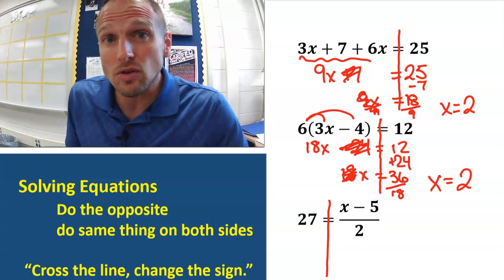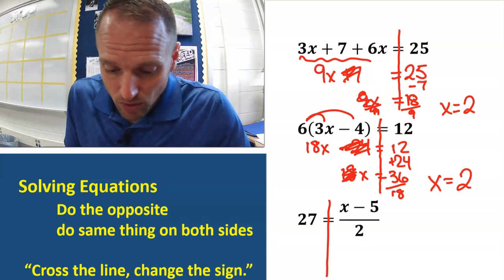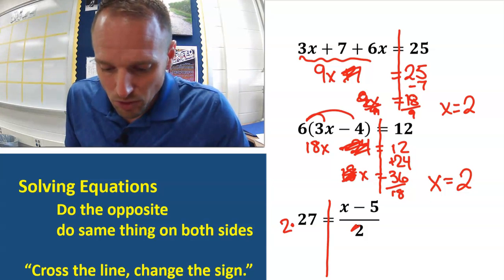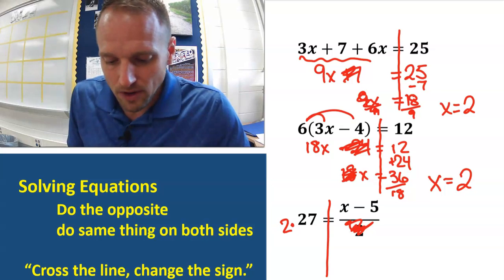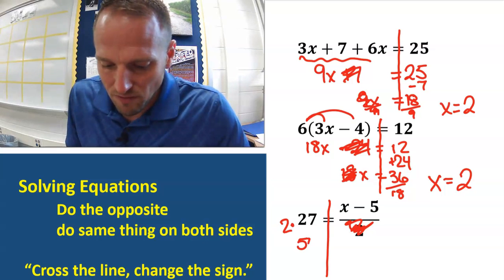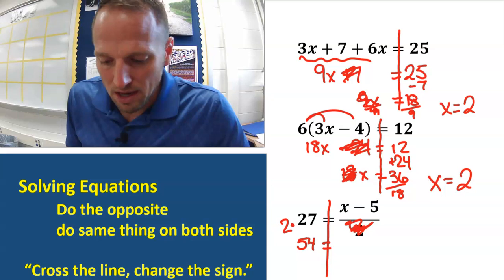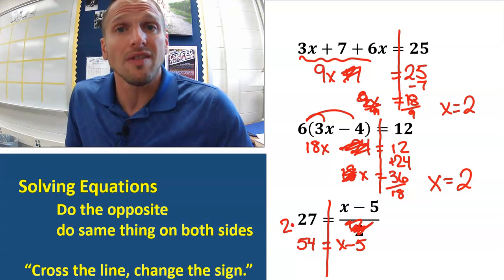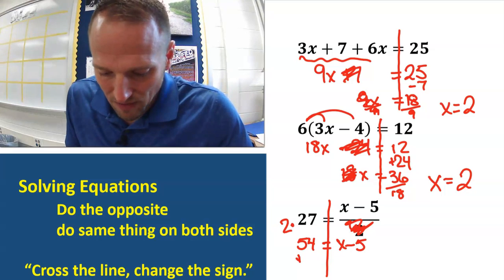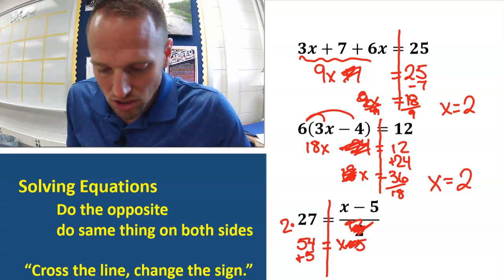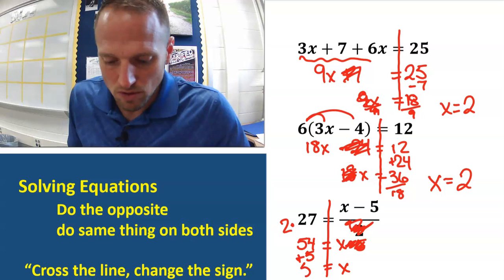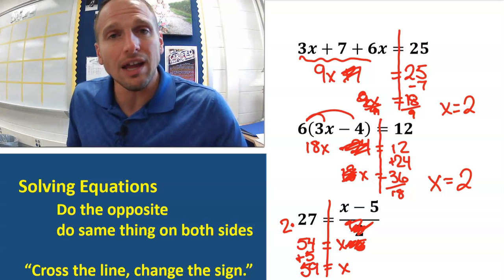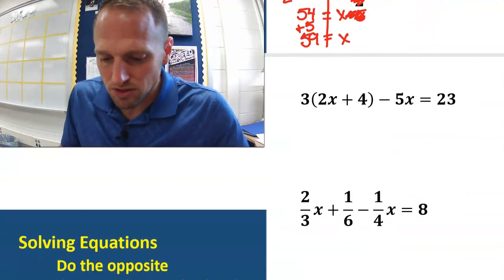So let's just take that 2, cross the line, change that divide to a multiply. So let's multiply that 2 to the other side. 2 times 27 is going to be 54. And on the right, all we have left is x minus 5. Well, this looks pretty easy. All I need to do is get rid of that minus 5. So let's just add that 5 over. Cross the line, change it to a plus 5. X is equal to 59. No sweat. Let's do some more of these.